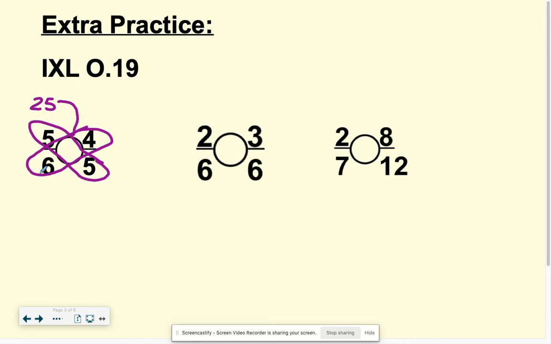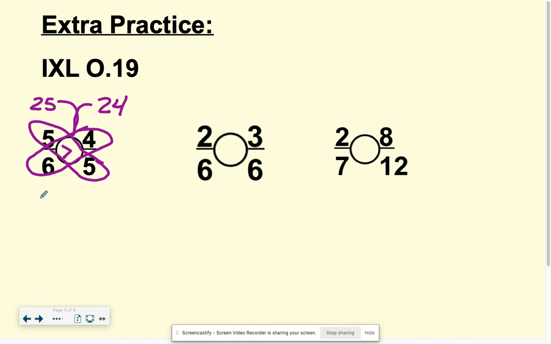We have 6 times 4. 6 times 4 is 24. And we find out that 25 is bigger than 24. So our symbol is going to be a greater than symbol.